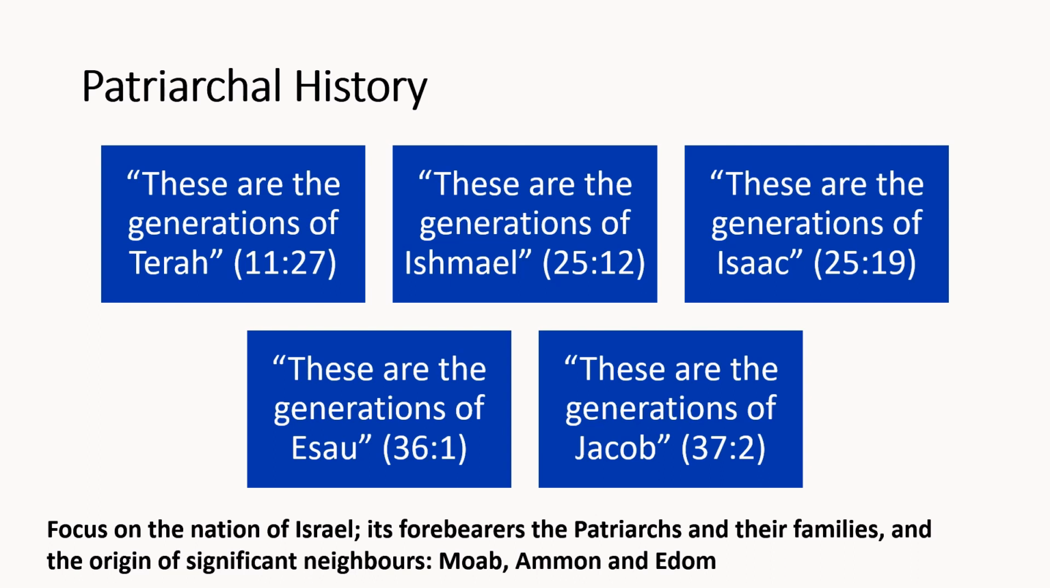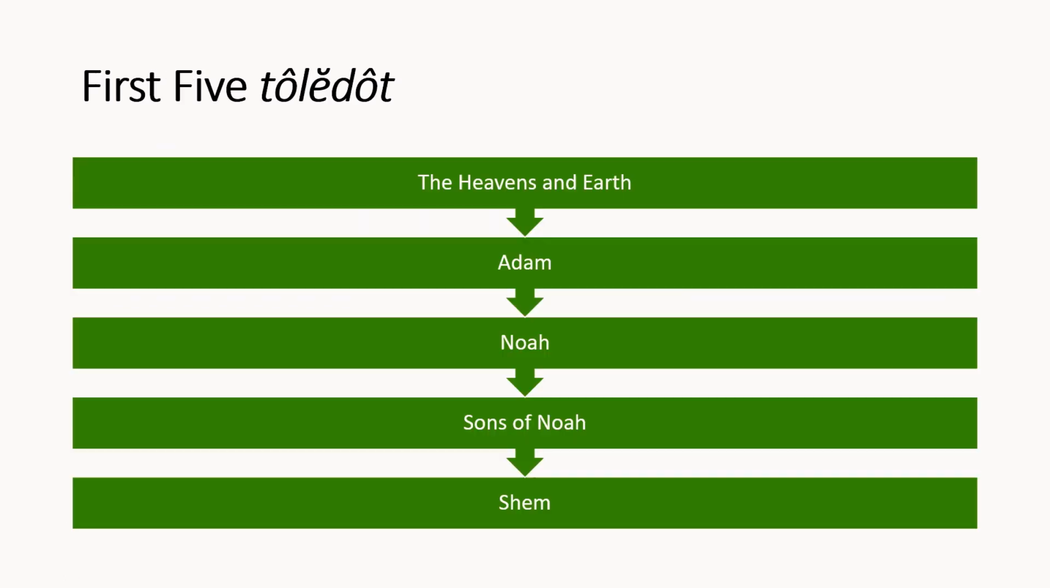This contrasts with the primeval history, because it has more of a specific focus. The primeval history focuses universally, on the whole world and the whole of creation, whereas the patriarchal history tends to focus a lot more on the nation of Israel, and that includes these patriarchs, Abraham, Isaac and Jacob, and their families, and the origin of significant neighbours to Israel. So they're the nations of Moab, of Ammon and of Edom.